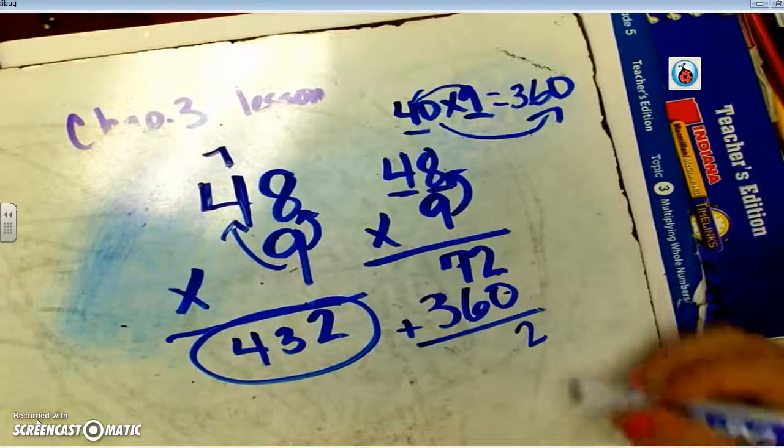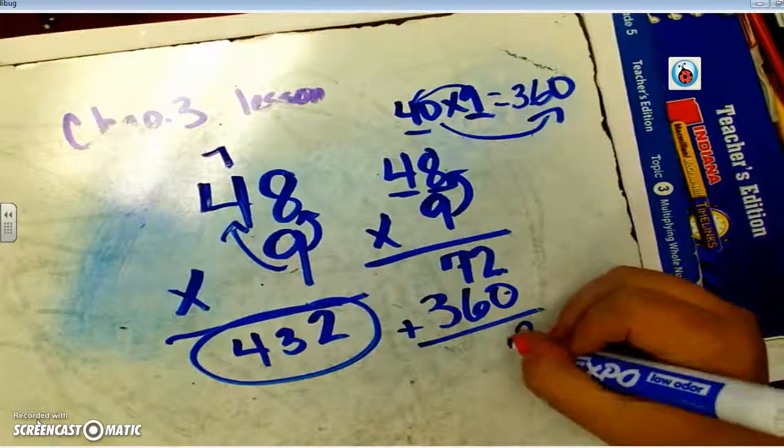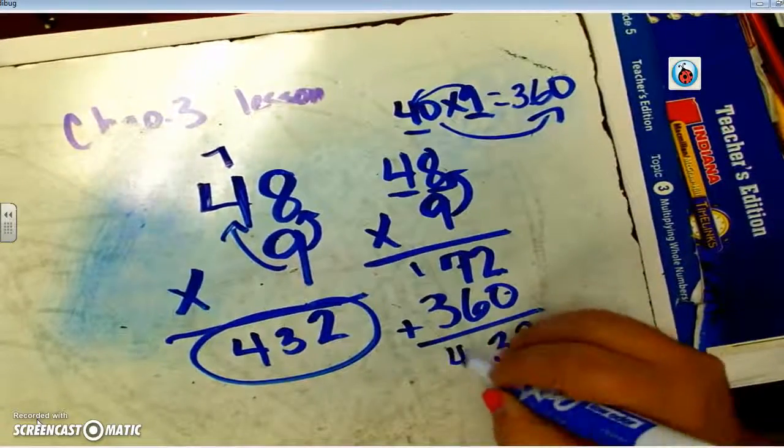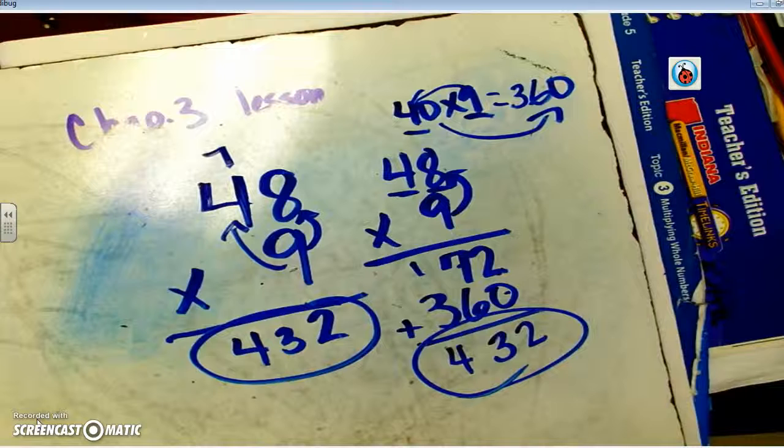7 plus 6 is? 13. Put my 3, carry my 1. 3 plus 1 is? Woo! It's like magic, right? But what if I have a number in the hundreds instead of the tens?